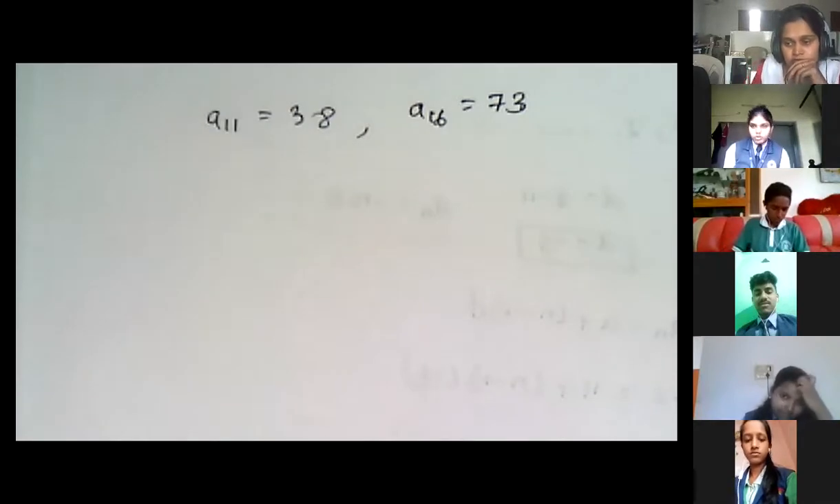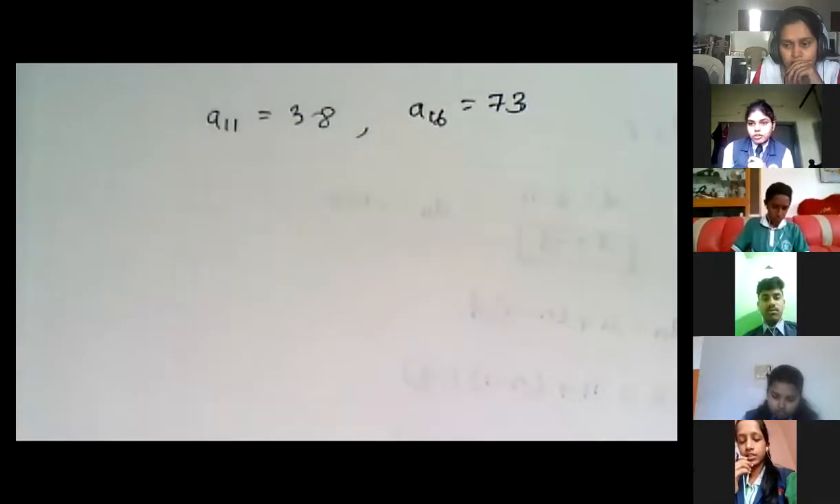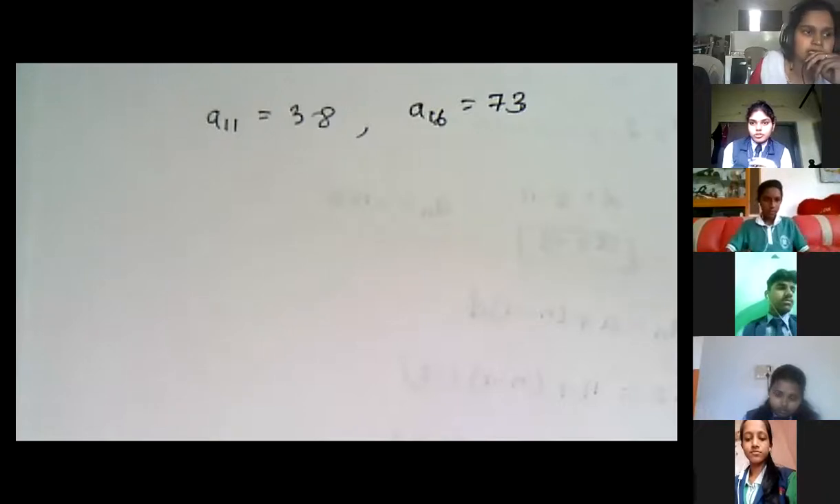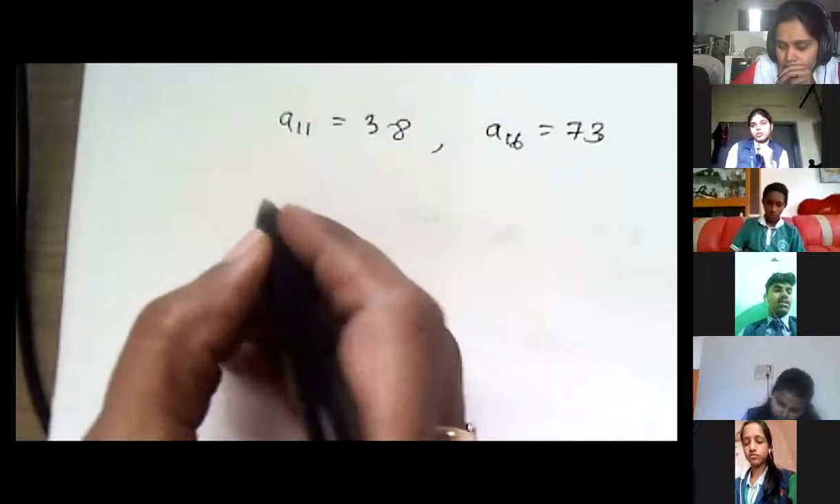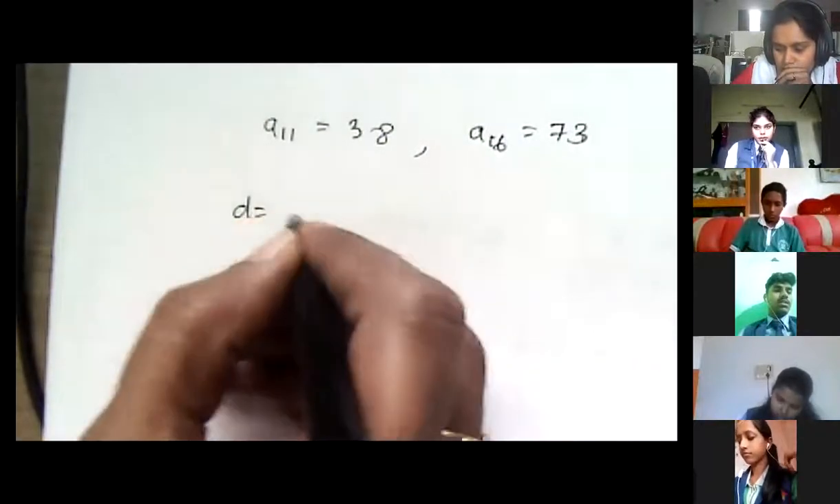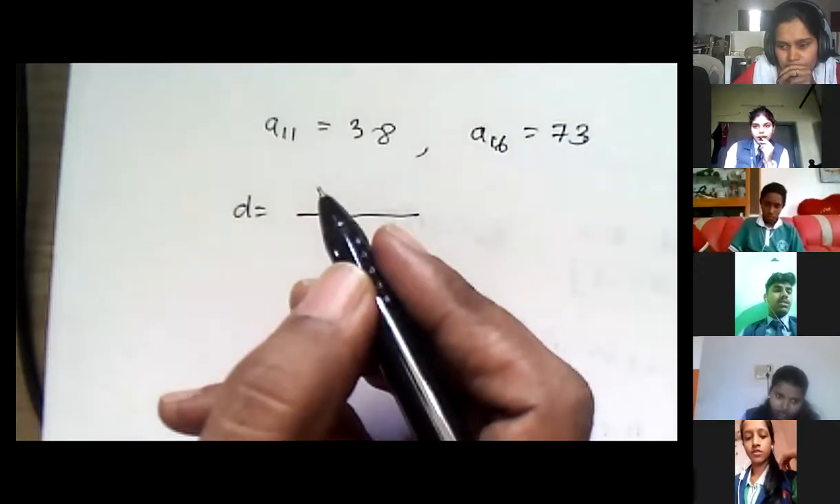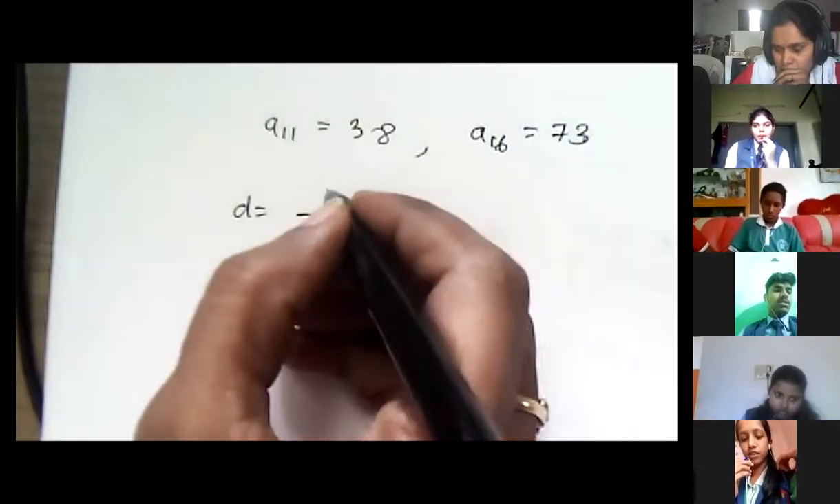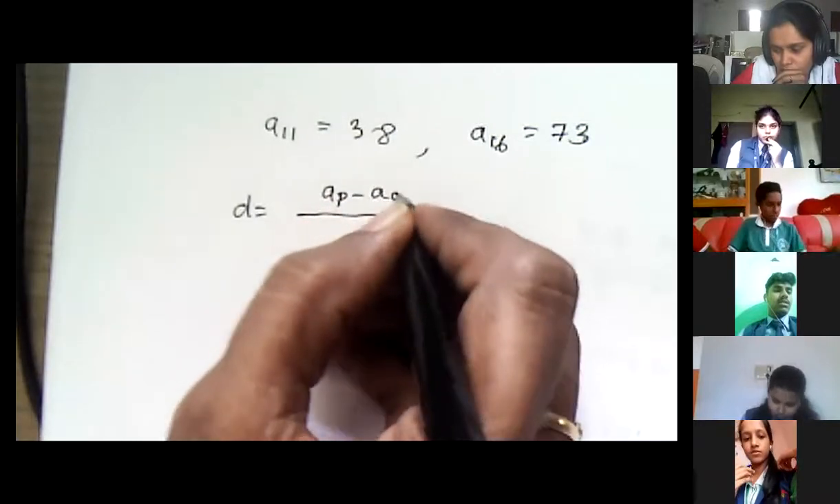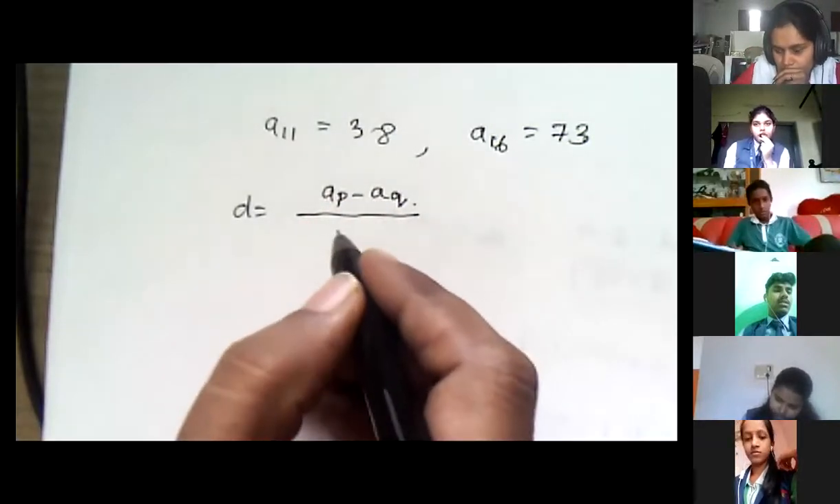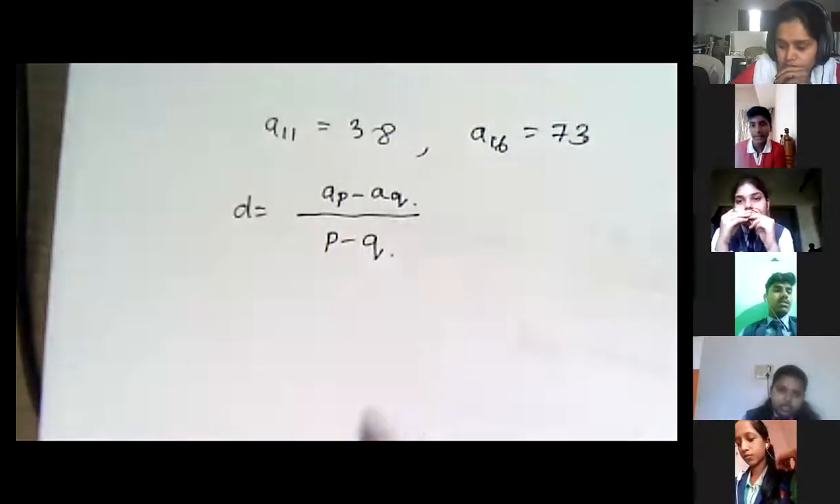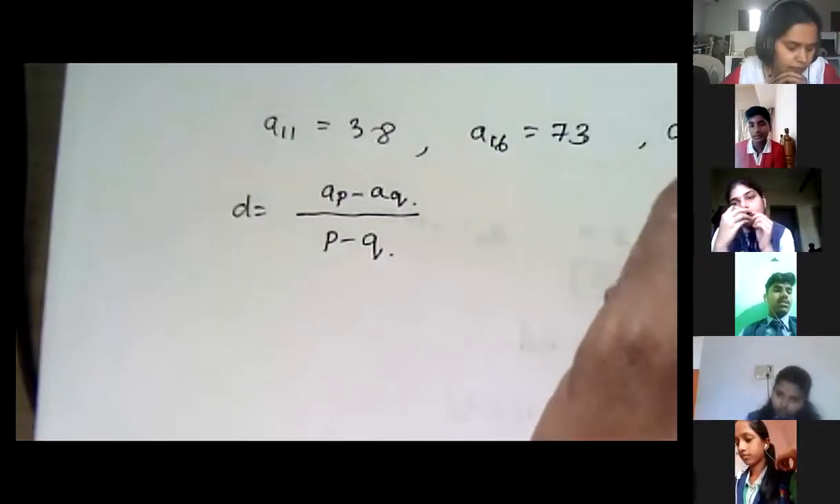What do we need to find first? D. Good, Ashrita. What can we find out first? D. We can easily find out D. How to get D? Tell me the formula. D equals AP minus AQ, divided by P minus Q. Good. We need to find A31.